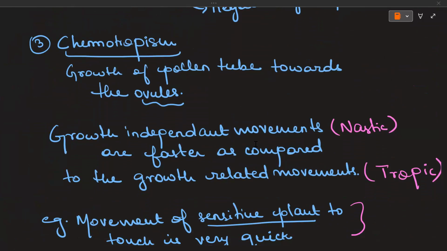Now let us talk about chemotropism. Here, what is the stimulus in chemotropism? Like how in phototropism the stimulus was light, and in geotropism the stimulus was gravity. So in chemotropism, what is the stimulus? Chemical. So let us see the example. The growth of the pollen tube towards the ovules is an example of chemotropism because it happens as a response to certain chemicals.